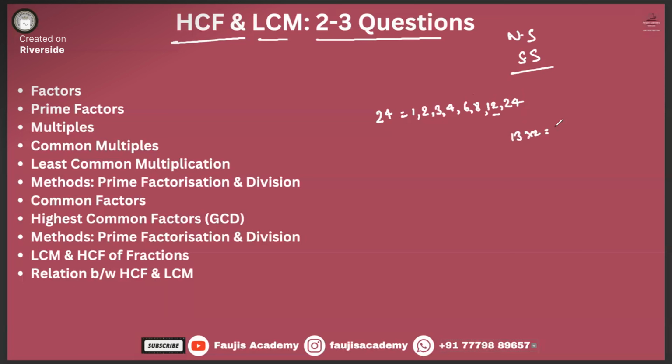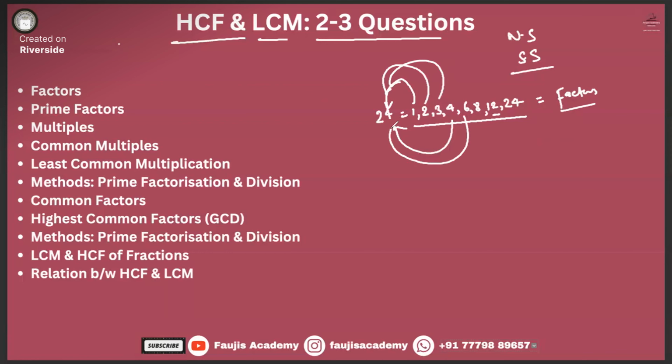factor, then 13 into 2 will spill out to 26, right? So it is not possible. So whenever you reach half, the next number is the number itself. So these numbers are 1, 2, 3, 4, 6, 8, 12, 24. These are called your what? Factors.